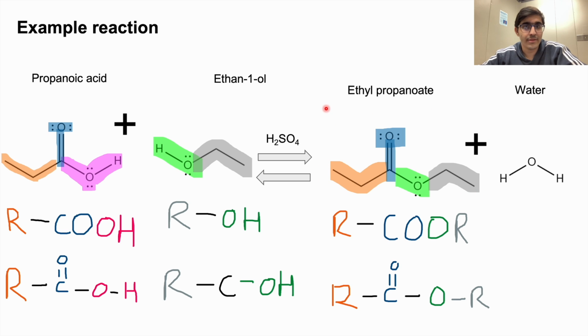One thing I will note, though, is that the color coding is imperfect in one way. The blue carbon-oxygen bond can be formed from the blue carbon-oxygen in the reactants, but that's not always the case. It can also be formed from this pink carbon-oxygen. That might sound a little confusing right now, but when I go through the mechanism, it'll all make sense.